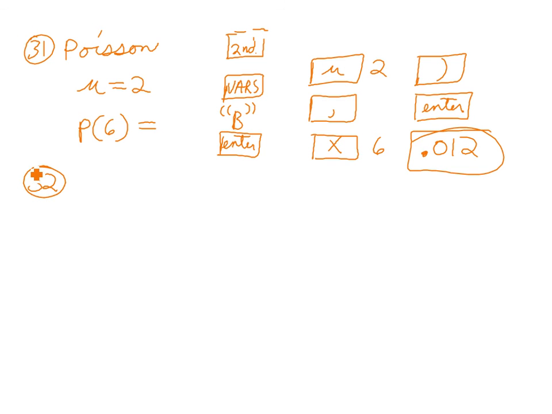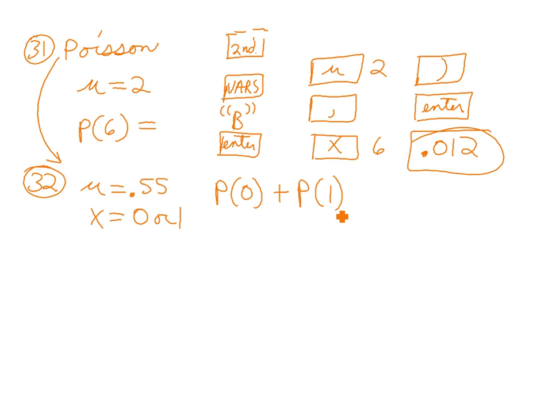32, use Poisson's again. This time our mu is 0.55. And our x this time, it says use Poisson's distribution, the fire station will receive fewer than 2 calls. Well, fewer than 2 calls could be 0 or 1. So we actually have to find the probability of 0 and then add it to the probability of 1. Add those two together and that's going to give us our total answer.